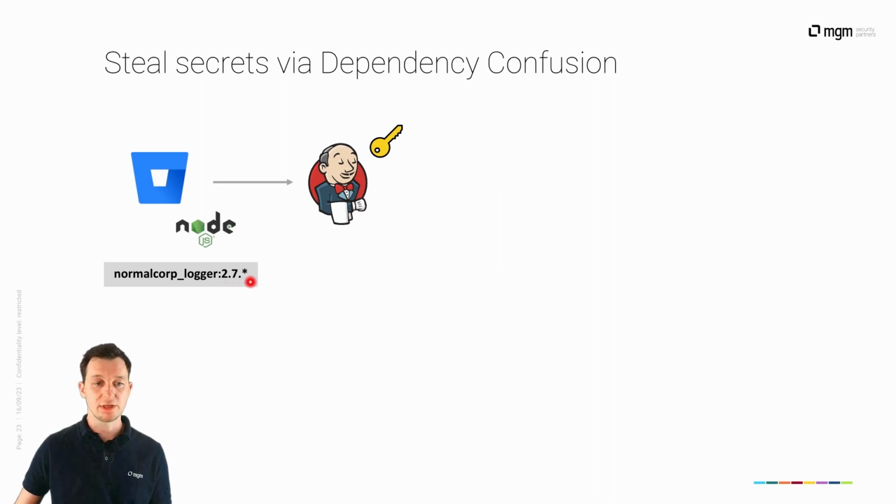So it can be 2.7.9, but it also can be 2.7.14 if there is some version like that. Okay, so then what happens?